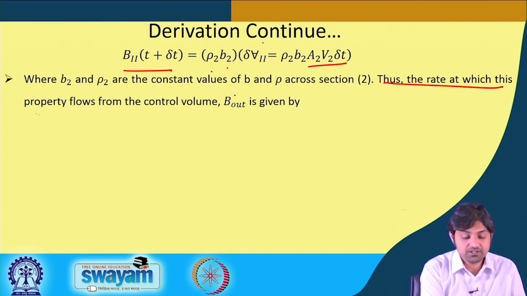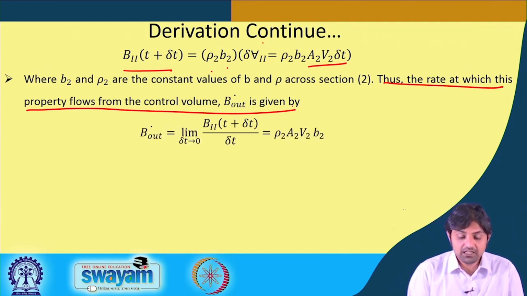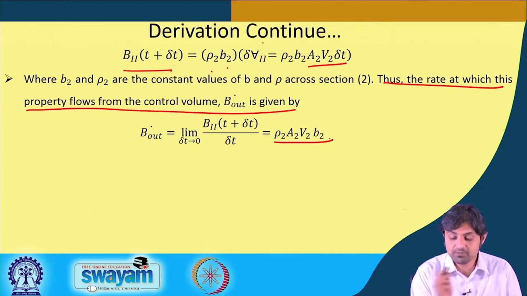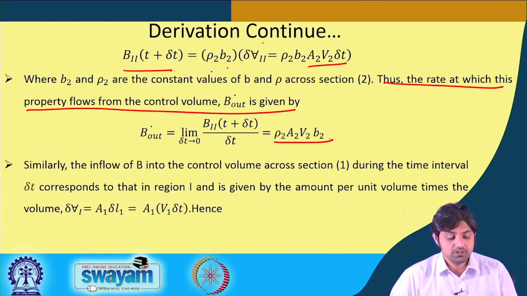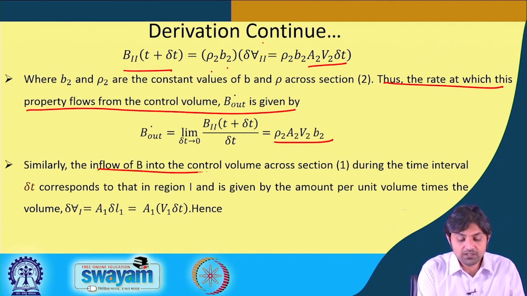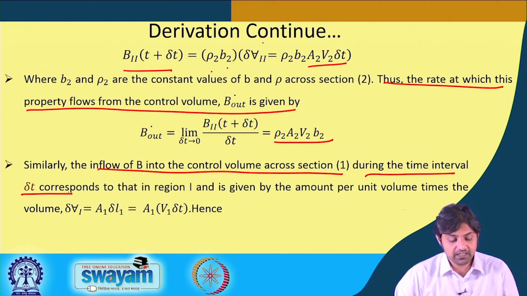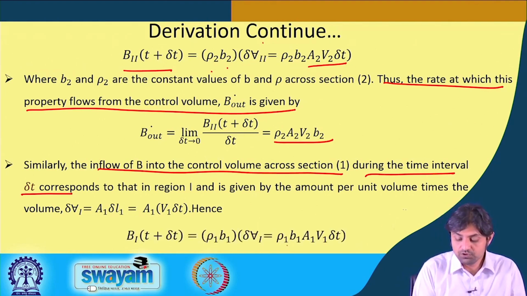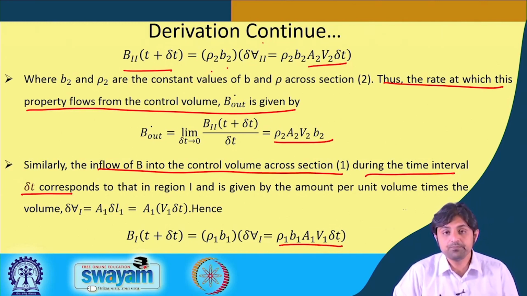Thus, the rate at which the property flows from the control volume, B out, is given by the limit as delta t tends to 0 of B2 at t plus delta t divided by delta t, or we can simply write rho 2 A2 V2 B2, which is simply the total mass flowing out of cross section area 2. Similarly, there will be an inflow of B into the control volume at section 1 during the time interval delta t, and that will be equal to rho 1 B1 A1 V1 delta t.